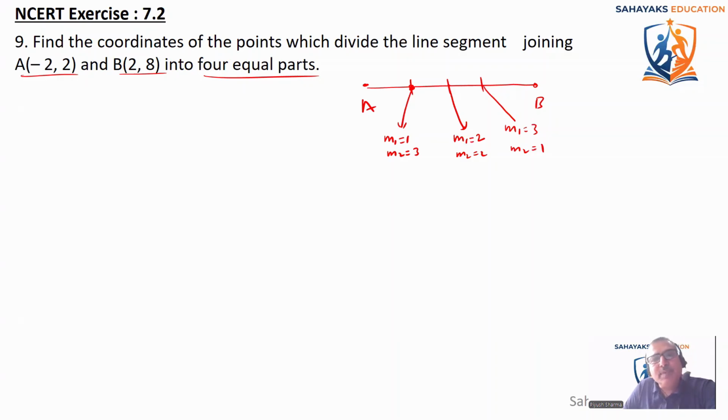Or there could be one simpler way of finding it. What is the simpler way of finding it? Simpler way of finding it is, because these are even number of points, 4 points. So this point is A, this point is B. Okay, let's find the middle point. How do we find middle point? This is A plus B by 2. We already know that.